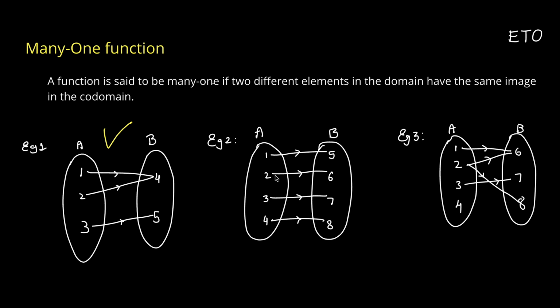In case of the second example, no two elements have the same image. So this is not a many-one function. In the last example, two elements have the same image, that is 6, but 2 is also connected with 8. So this is not a many-to-one function.